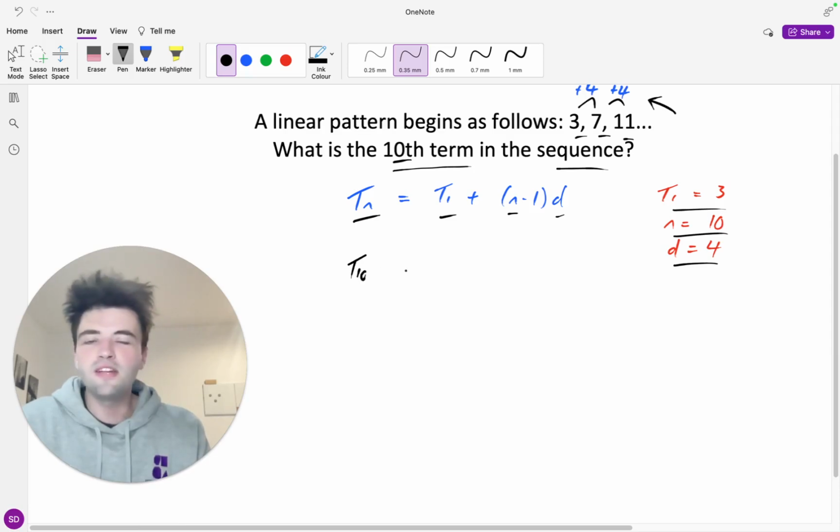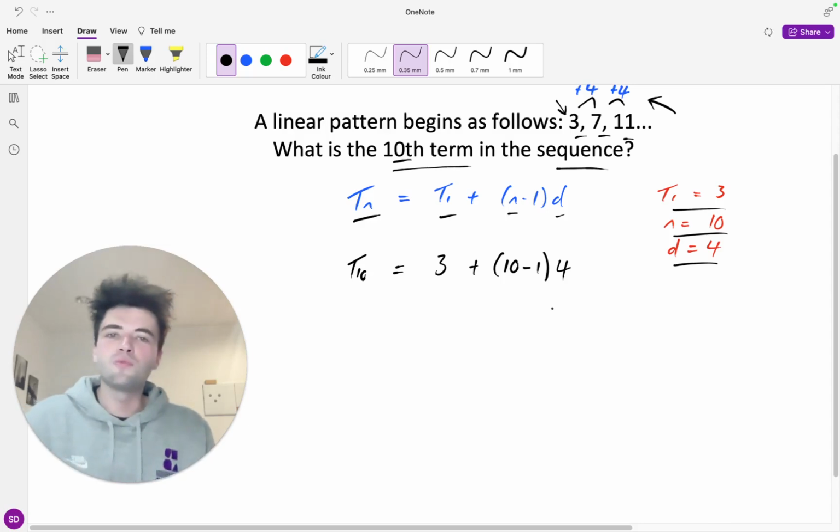And so I've just labelled all our inputs here for our formula on the right, and now all we need to do to find the 10th term is just plug in these numbers. So our first term we know is 3, so that's just whatever the first number in your sequence is, that always is going to be your first term, and then we just add n minus 1, which is going to be 10 minus 1, so n is going to be the term we're looking for, and we subtract 1 from that, and then multiply that by our difference, which is 4.